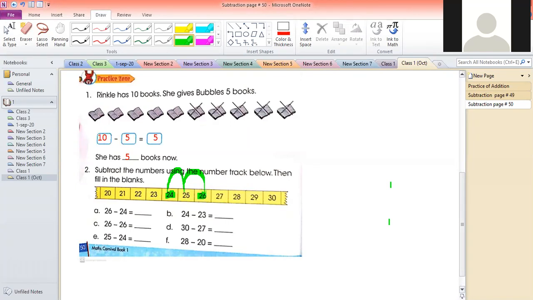Okay. So this is the first step. You count back first step from 26 and you reach 25. Okay? Now, one more step, you go back and you find 24. So how many steps you go back? How many steps do you go back? Yes. How many steps do you go back?